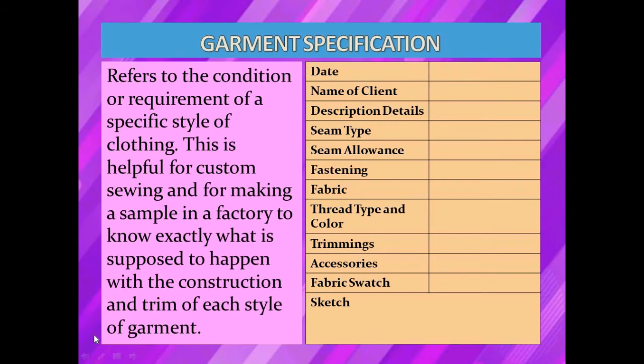All the information gathered on the factors to consider when designing a garment is included in the garment specification. A garment specification refers to the condition or requirement of a specific style of clothing. This is helpful for custom sewing and for making a sample in a factory, to know exactly what is supposed to happen with the construction and trim of each style of garment. The sample is this table.